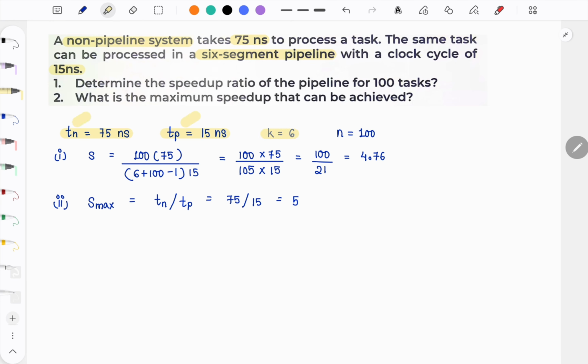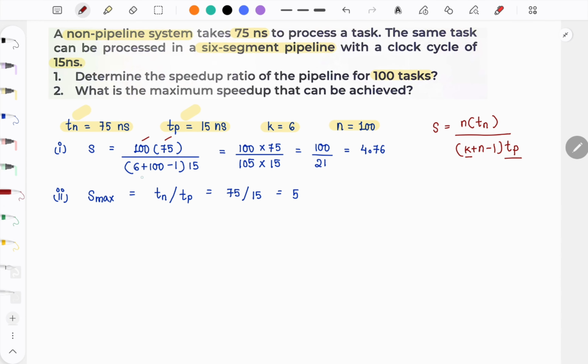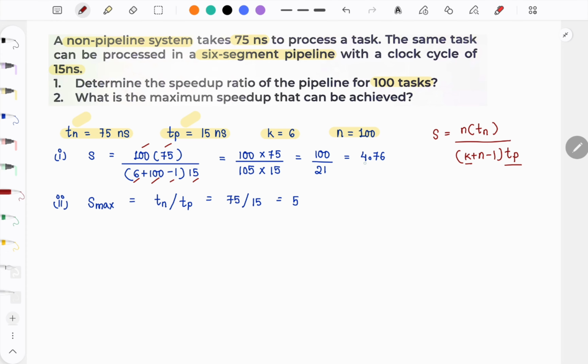And there are six segments, and for the first part of the question we are given 100 tasks, so n equals 100. Determine the speed up ratio of the pipeline for 100 tasks. We know that the speed up ratio S will be equal to n times Tn divided by (k plus n minus 1) times Tp, where k is the number of segments and Tp is the cycle time for pipeline. We'll put all this data in: 100 times 75 as Tn, 6 segments, 100 tasks minus 1, times 15, which is the Tp. We'll solve it, we'll get 4.76. This is the speed up ratio.